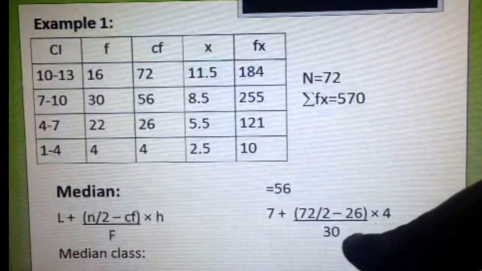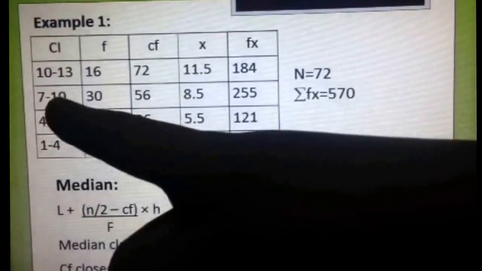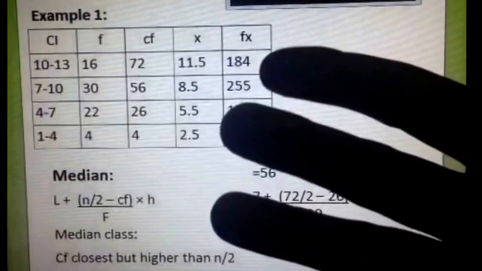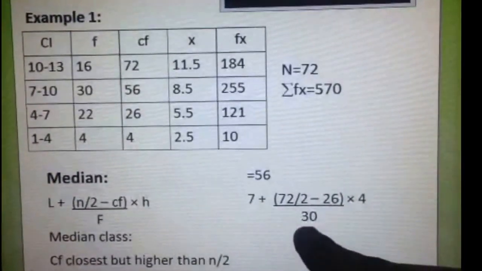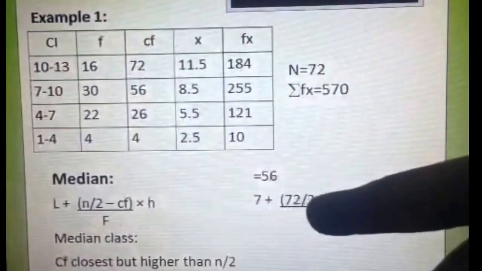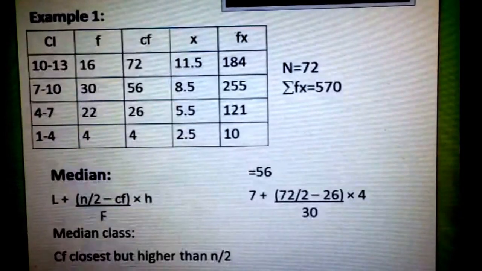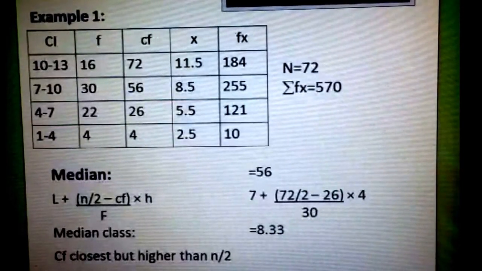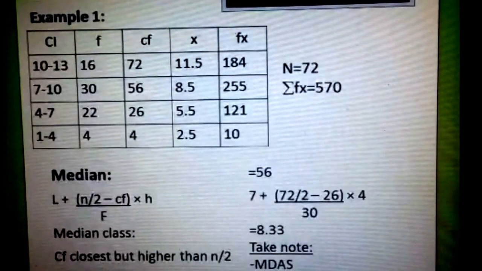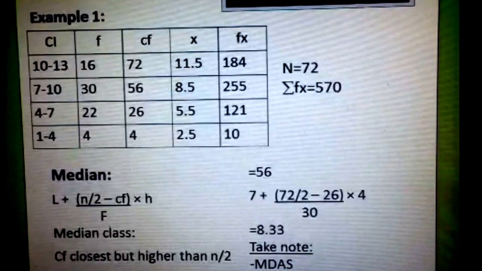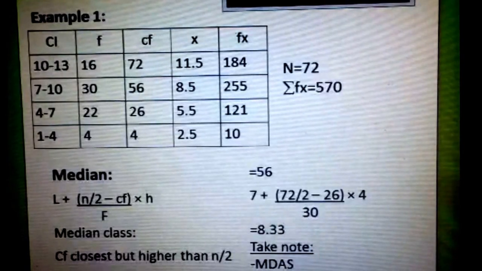The class size will be the size of the class interval. In this case, we have 7 to 10: 7, 8, 9, 10. Our class size will be 4 over the frequency of the median class. The frequency of the median class is 30. And so, we have substituted all the values. All we need to do is solve. And the median will be 8.33. Always remember to take note of the MDAS. That's very important in solving anything.